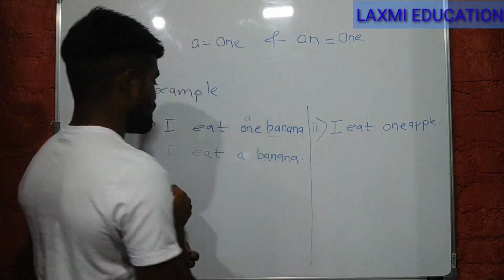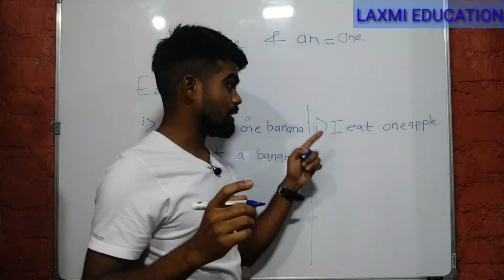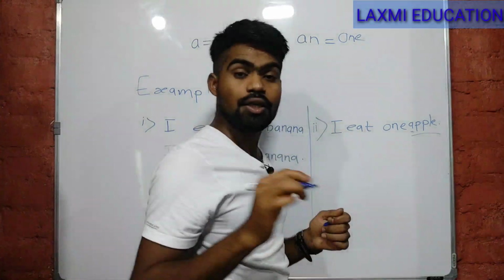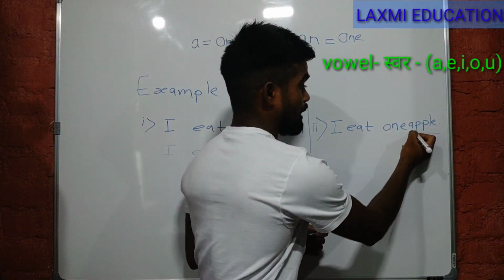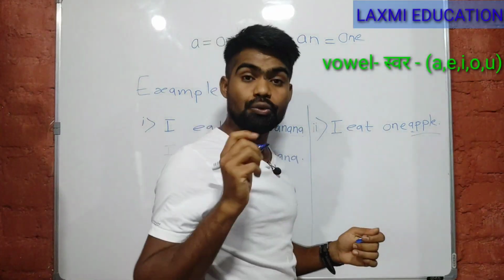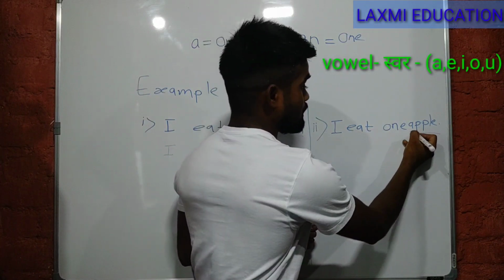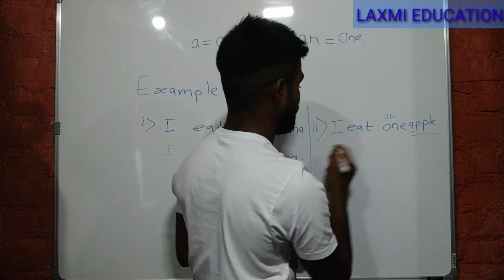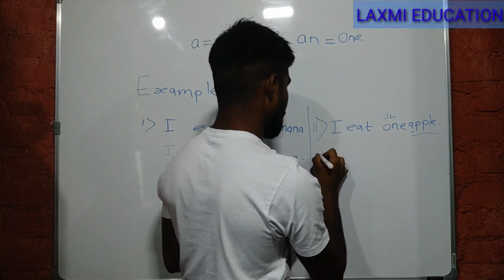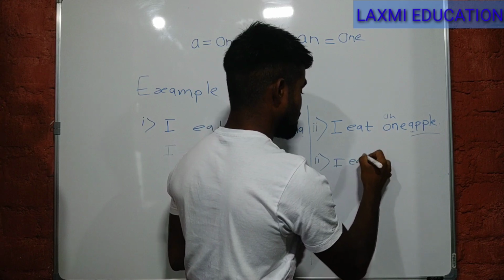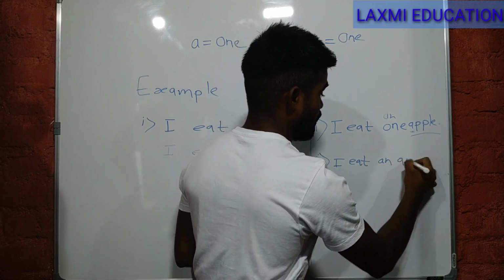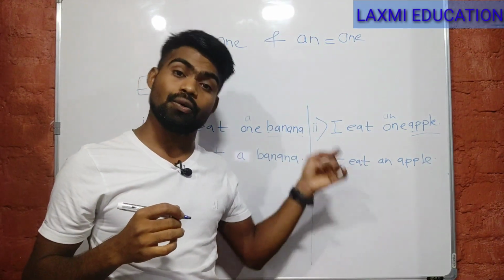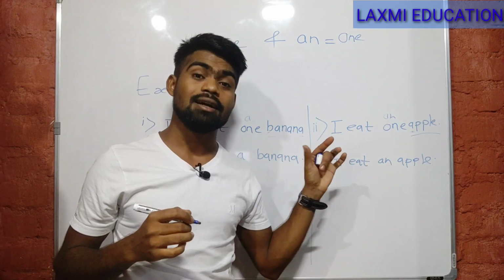And if the first letter of the word is a vowel, here a is a vowel, a, e, i, o, u, all these are vowels, then you are going to use an here instead of one. So the sentence will be: I eat an apple. This is the way of using a and an.